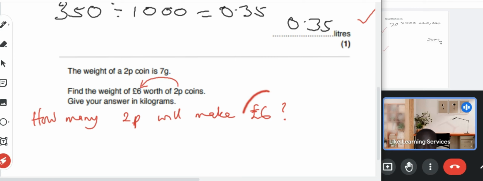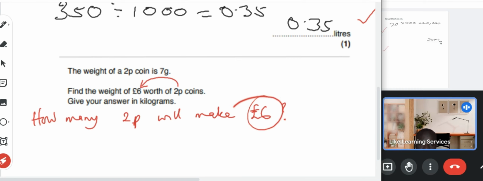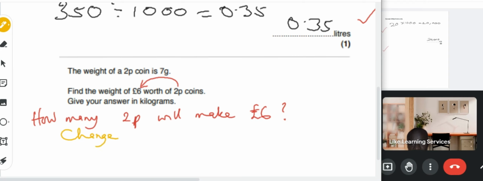Can I ask you, how many pence are in 6 pounds? Change all of them to the same unit. That's the best way to do it. How many pence are in 6 pounds? Are you trying to get that? Okay, so change all to the same unit. Wouldn't it be 600? Yeah, that's correct.